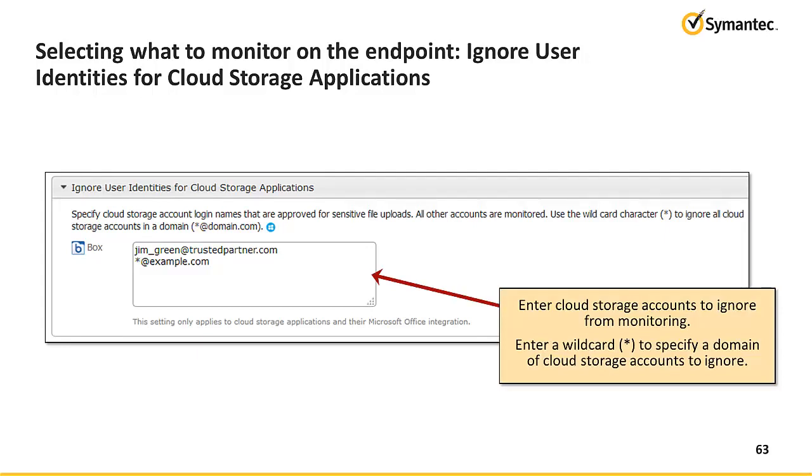To enable this feature, first, confirm that the cloud storage channel is selected under the Enable Monitoring section of the agent configuration. Second, enter the cloud storage accounts to ignore for monitoring. For instance, enter jimgreen@trustedpartner.com to ignore the Jim Green user account in the trustedpartner.com domain. You can enter an asterisk as a wildcard to specify a domain of cloud storage accounts to ignore. For example, enter *@example.com to ignore all cloud storage accounts with example.com in the domain.